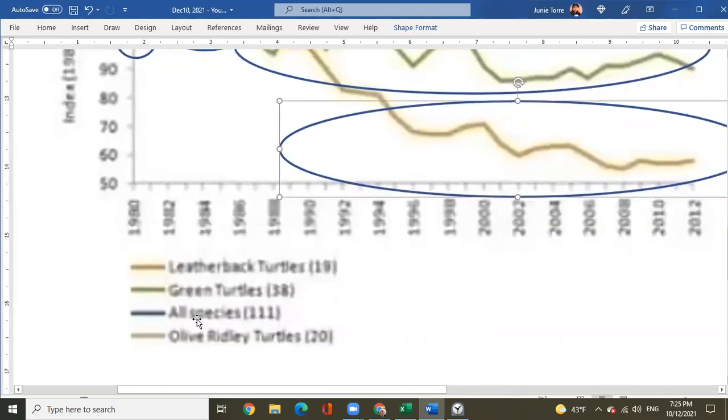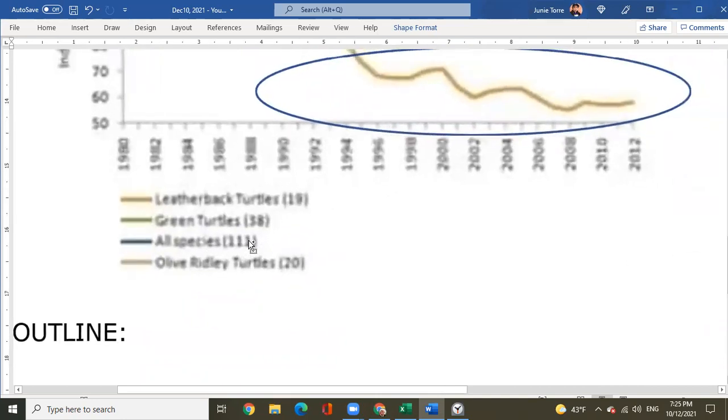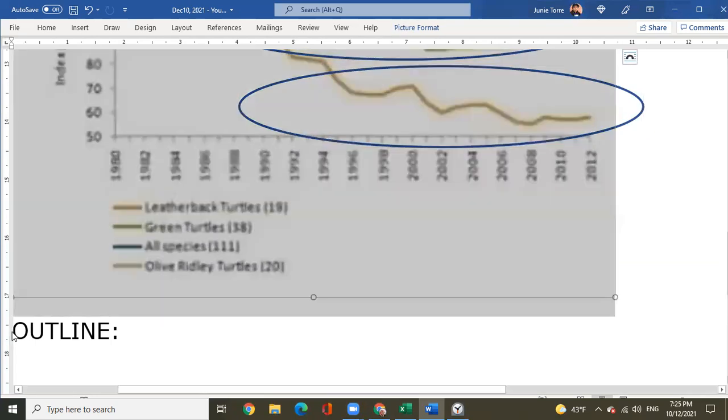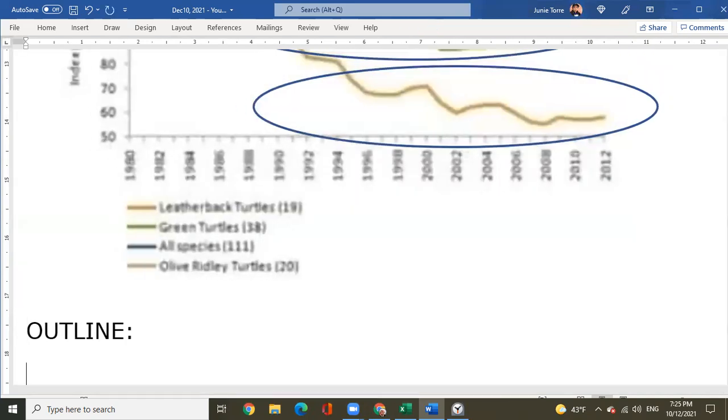Oh, this is a nominal trap. Did you see that, guys? All species there. Be careful when you type "all species." What you gotta do is you don't say "all species." You say something like "taking all the species into consideration," something like that, right? Okay. So we already have our outline.